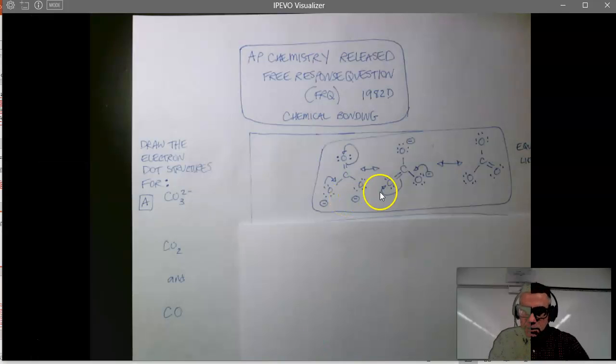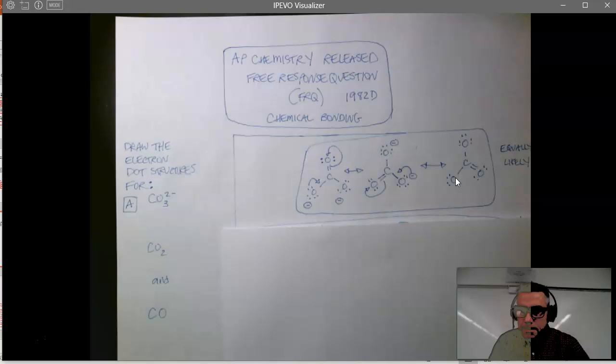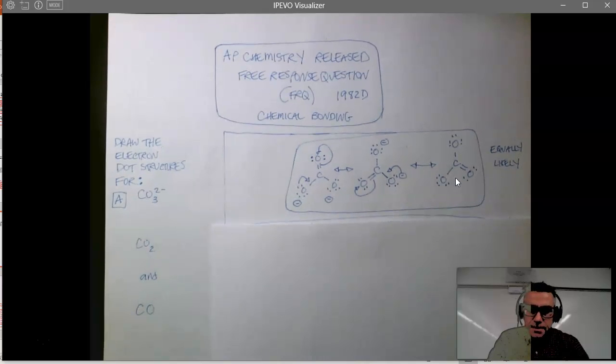Helping that is the fact that it's resonance stabilized. We can bring in that electron pair and kick that one out, and this is equally likely. It's almost like the same thing rotated, as is this one. In other words, that double bond is spread out between this top oxygen and the bottom 2. The charges are also spread out, so they're not a full negative charge each. So each resonance structure is equally likely.